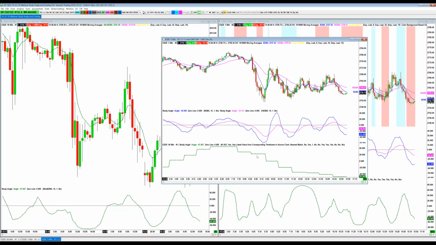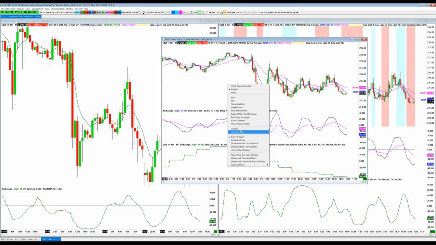Because all I care about in the case of my formula here is whether the study angle is greater than 0. Because ultimately what I'm going to do is show you how to write a formula that shows us the blue background when all of these angles are positive, or the red background when all the angles are negative. So it doesn't really matter to me that much whether or not this value is the same as the prior value, because all I care about is what is the current value.